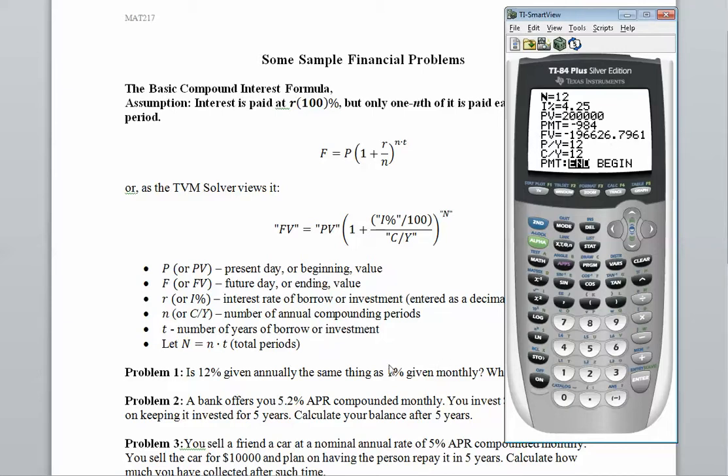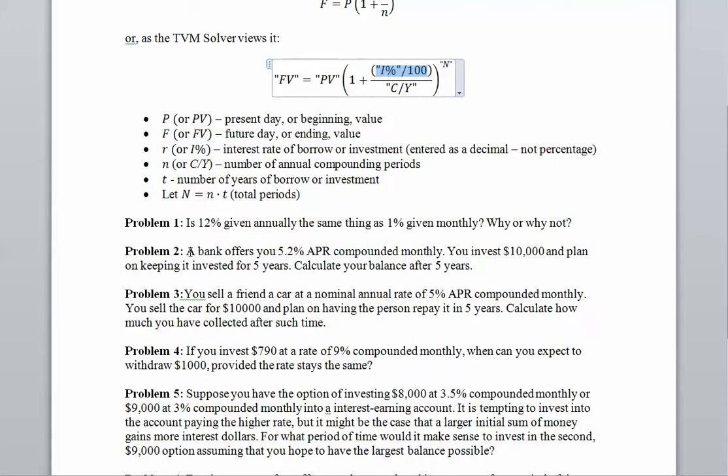Okay, so let's just take a look at one question here. A bank offers you 5.2% APR compounded monthly. You invest $10,000 and plan on keeping it invested for 5 years. Calculate your balance after 5 years.